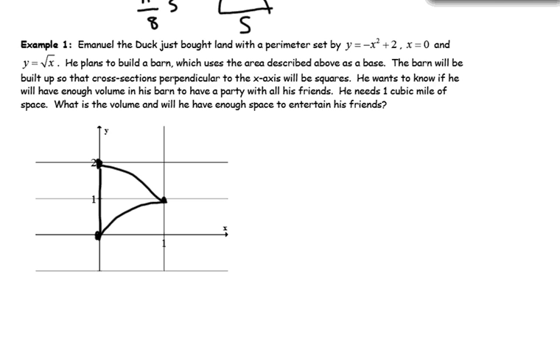The barn will be built up so the cross section's perpendicular to the x-axis. That's important to see because now these problems are telling us how we're going to take that representative rectangle that we were talking about before when we found area between two curves. So perpendicular to the x-axis, that would be a representative rectangle that would be vertical. Okay, so I'm going to draw my little representative rectangle just like I did before with area. And those cross sections are going to be squares.